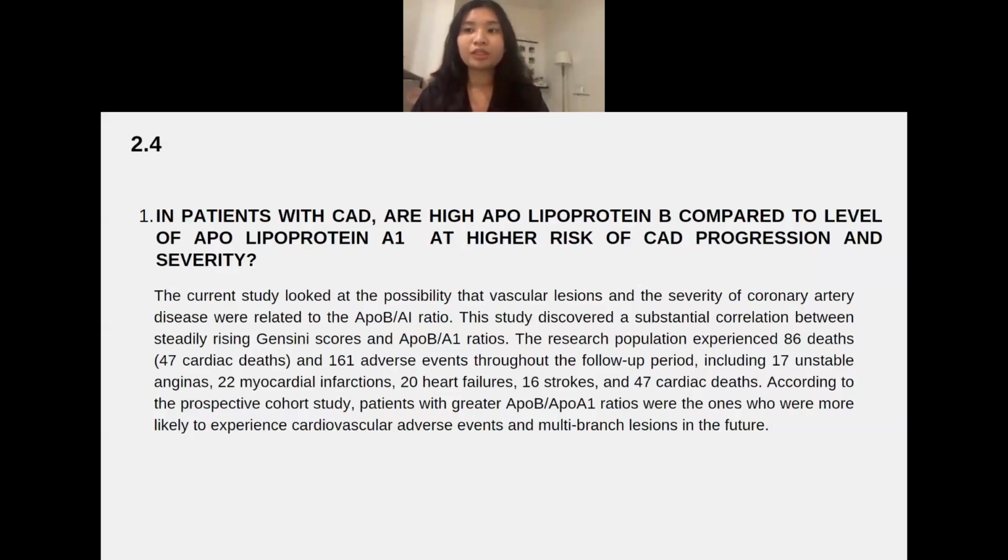The research population experienced 86 deaths and 161 adverse events throughout the follow-up period, including 17 unstable angina, 32 myocardial infarctions, 20 heart failures, 16 strokes, and also 47 cardiac deaths. According to the prospective cohort study, patients with greater ApoB/ApoA1 ratio were the ones who were more likely to experience cardiovascular adverse events and multi-branch lesions in the future.